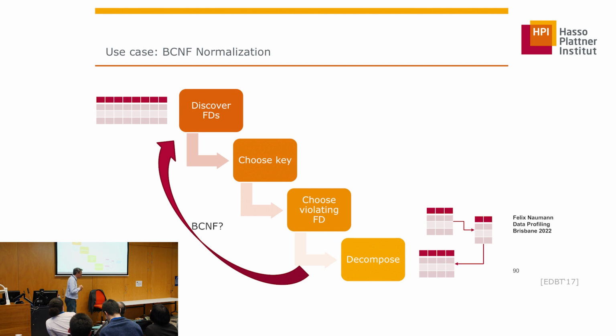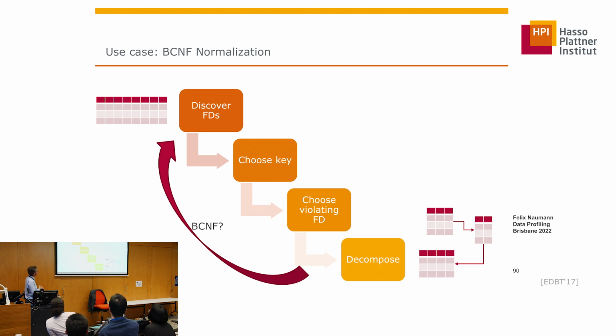And to decide how to decompose tables, you need functional dependencies. So you look at all your functional dependencies, and you say, this one is something I want to decompose by, I don't like this functional dependency, it violates the Boyce-Codd normal form, so I want to decompose my table. And to do that properly, you need to know all those functional dependencies, right? And this is exactly what we've been doing in the last hour.